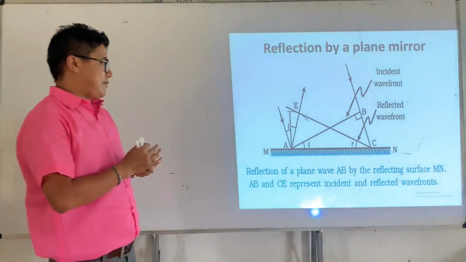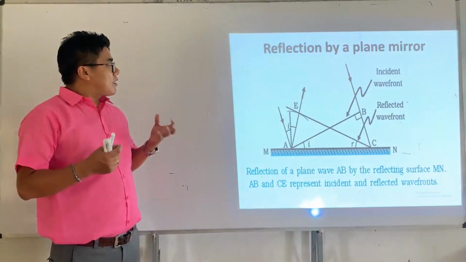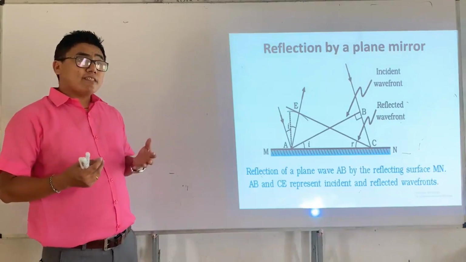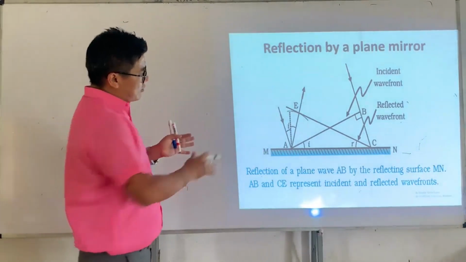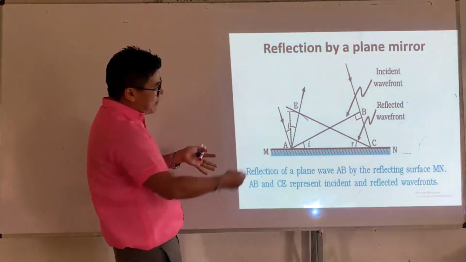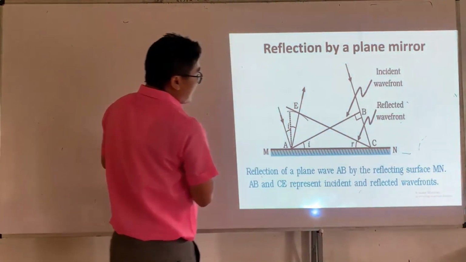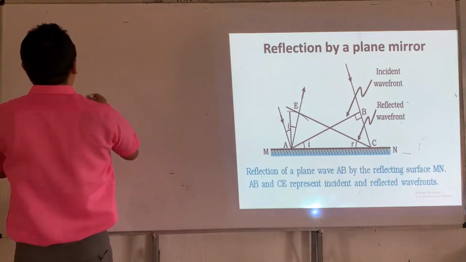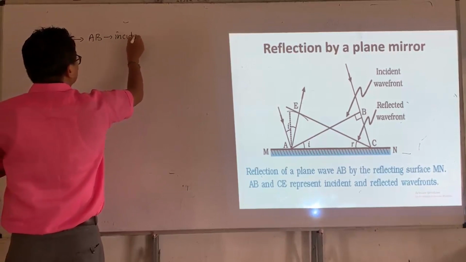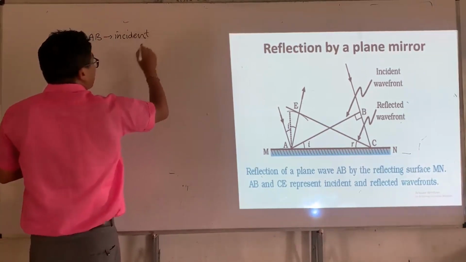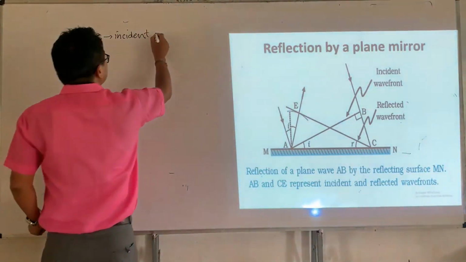This is reflection taking place, reflection by a plane mirror. Now look here. Be careful, because all the diagrams are in the same medium, so you may get confused. So I'll use a color pen. AB is the incident wavefront. Again, AB is the incident wavefront. Whenever you discuss this, you should first identify which is the incident wavefront and which is the refracted wavefront. That you should keep in mind.